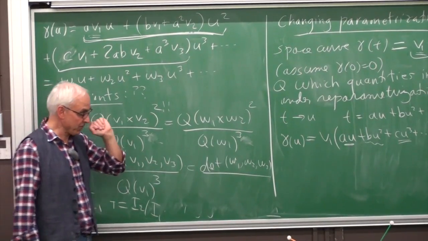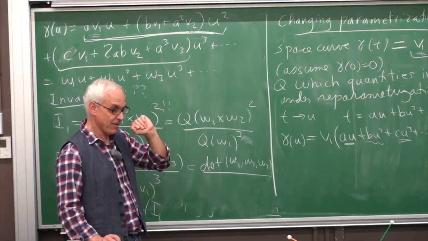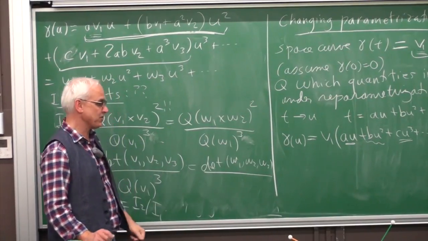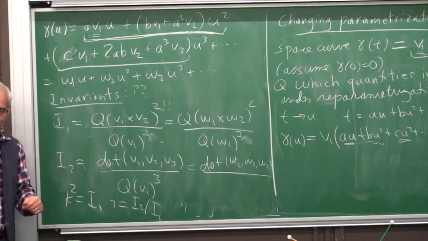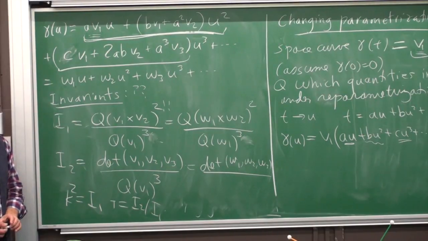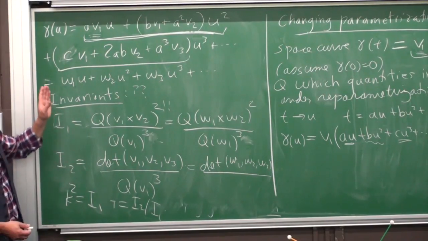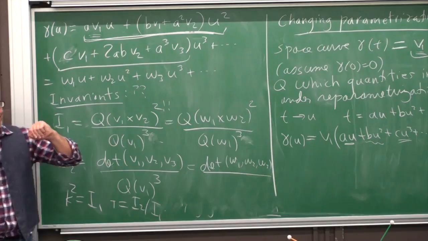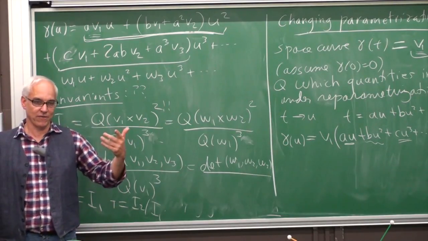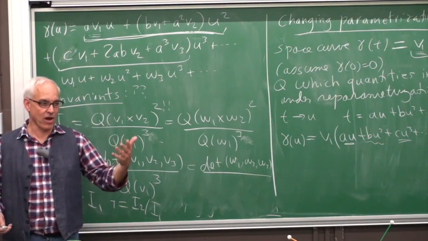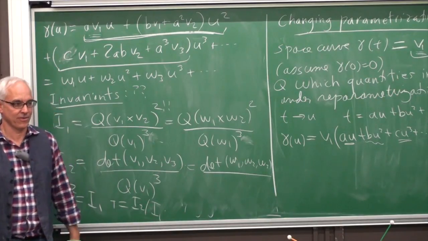So the fact that we've proven the result for the unit speed curves means that it applies also for the general curves. So that proves the formula for our curvature and torsion in terms of determinants and cross products of derivatives.